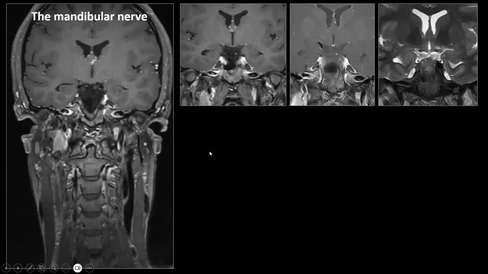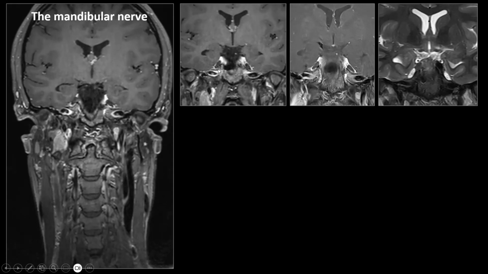The masticator space also contains the mandibular nerve. Sometimes you can see the nerve on an MRI image. It all depends a bit on the resolution of your images, slice thickness, and so on. But if you want to find the mandibular nerve, you first have to know where it should be expected. So how can you find it? Well, use Meckel's cave as a point of reference.